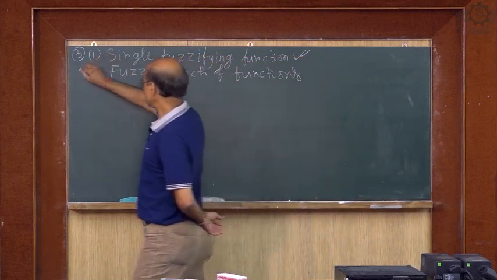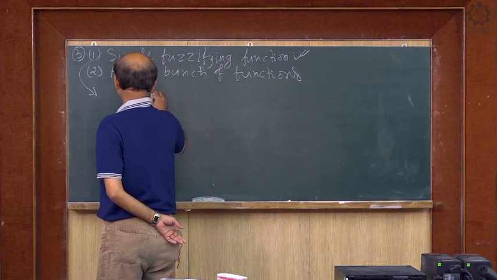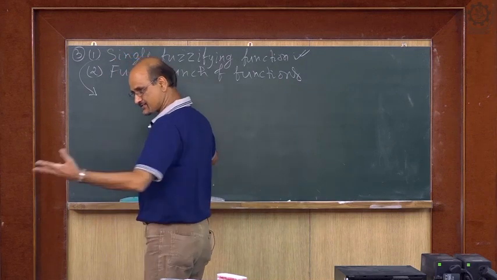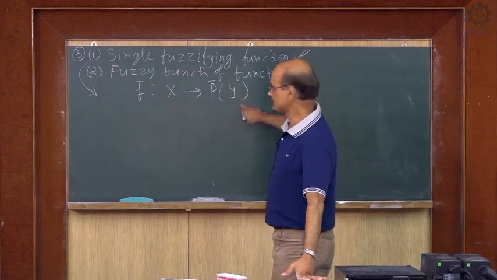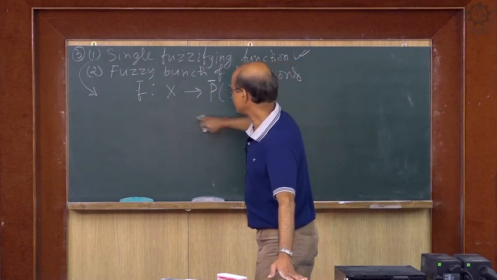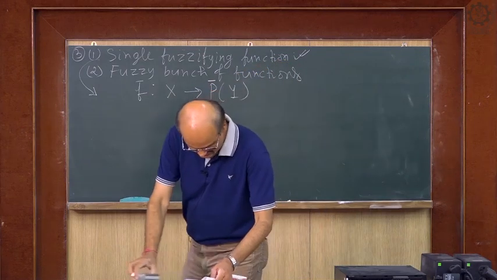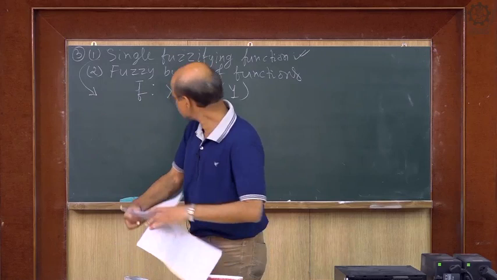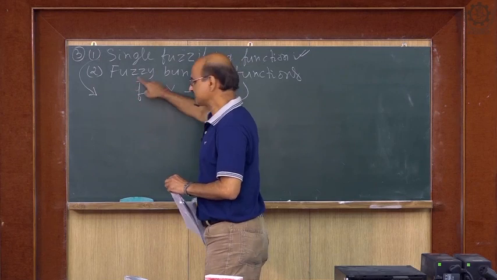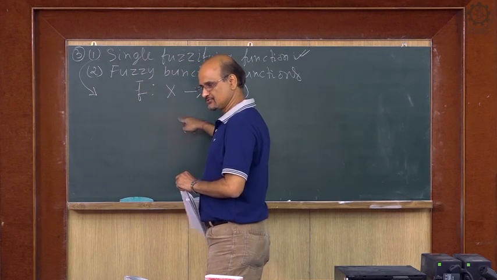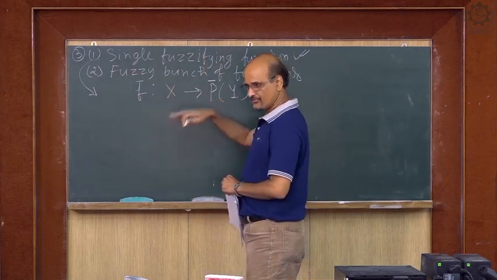This is a function f bar from the set X to the power set of Y, which will be a fuzzy set. If this type of function is there, then it is called a single fuzzifying function. Let us take one example. It is a fuzzifying function of a crisp variable. If I take some fuzzy function with a crisp input, it should give a fuzzy output.